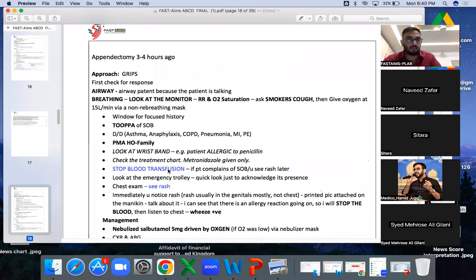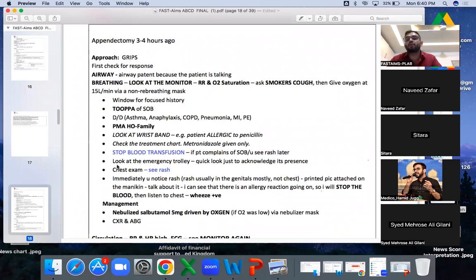Okay, this is enough. You need not go more into that. Another thing during your examination, either here or in circulation, is that you need to check for any rash, because they have already given the rash. You must not forget it; the rash should be in your mind. If you find any anaphylactic scenario, it could be penicillin, it could be a blood transfusion, you need to look for the rash. Okay.